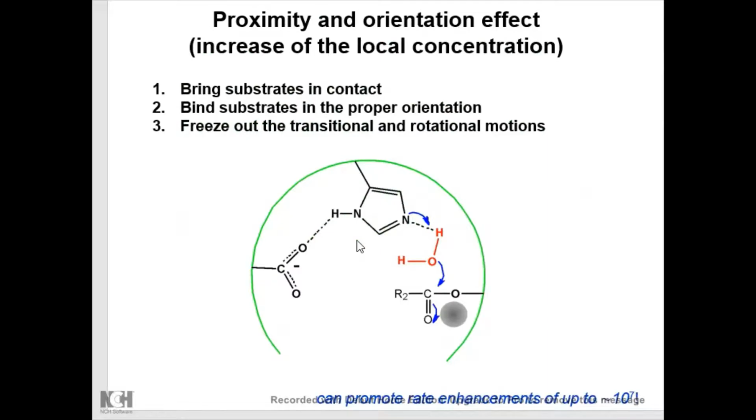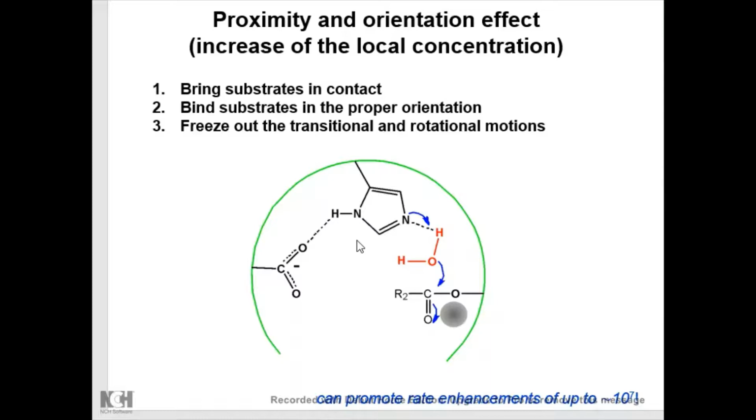Proximity and orientation effects increase rates of catalyzed reaction in all cases. For all enzymes, we have this effect. And they achieve increasing rates because of three major factors. First of all, they bring substrates in close proximity to each other. Second, they bind substrates in proper orientation towards each other. And third, they freeze transitional and rotational motions of both substrates.